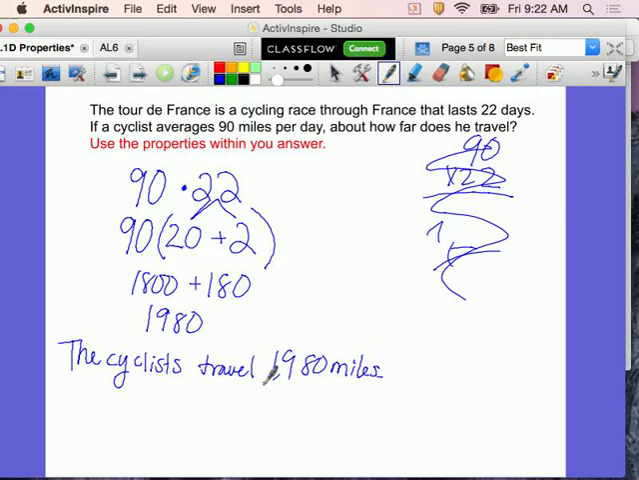Wow, that's a long way. I can do 40 miles in one day, but then I can't do any more the next day. So that's impressive.